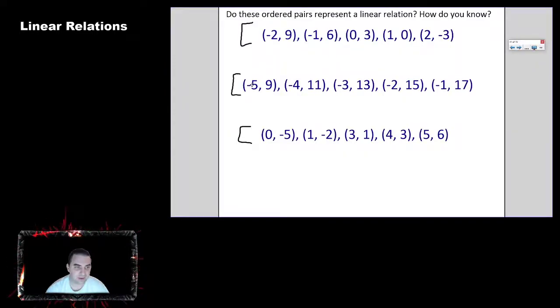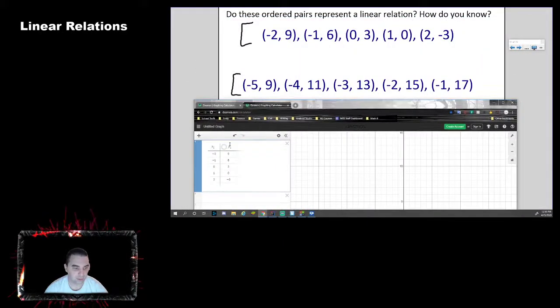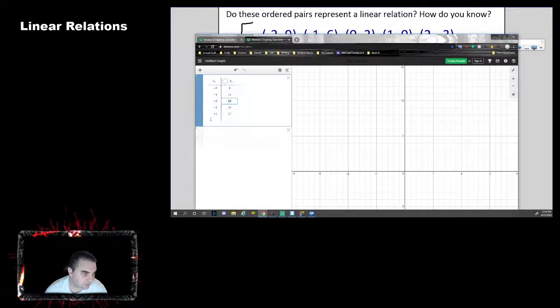Let's go back to this. We have -5, 9, -4, 11, -3, 13, -2. Okay, so let's try this one out. I'm going to make a new one here. That's -5, -4, -3, -2, -1. And in my y values, I've got 9, 11, 13, 15, 17. Okay, just by looking at the table of values, it's increasing by 1 in x every time, and it's increasing by 2 in y every time. So yes, that's linear. I already know that. But let's see what the graph looks like.